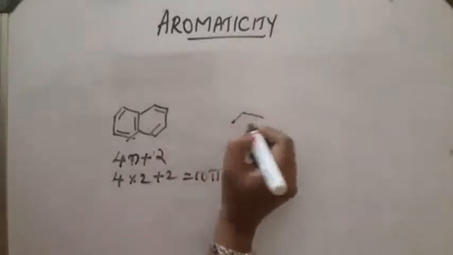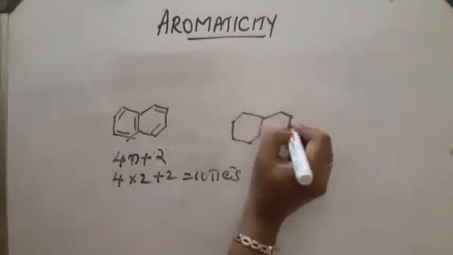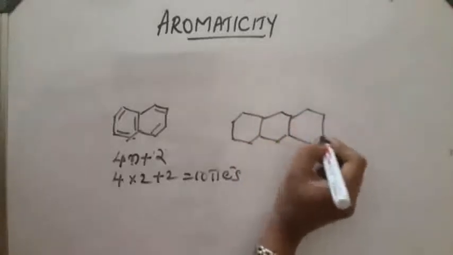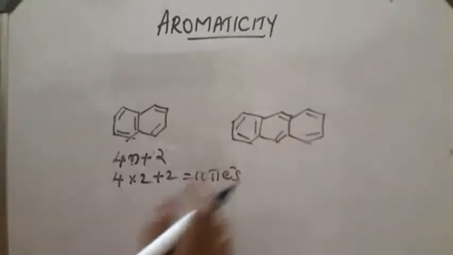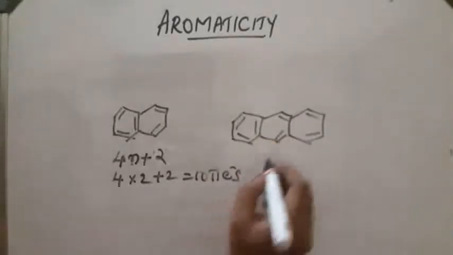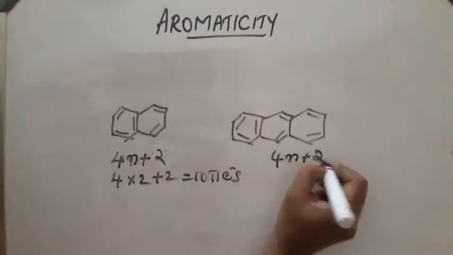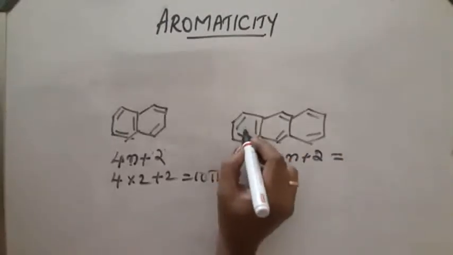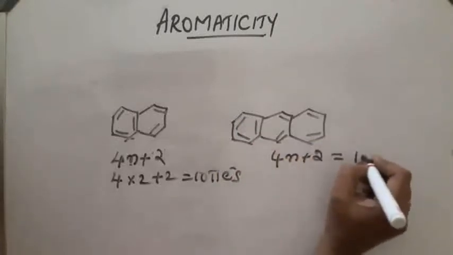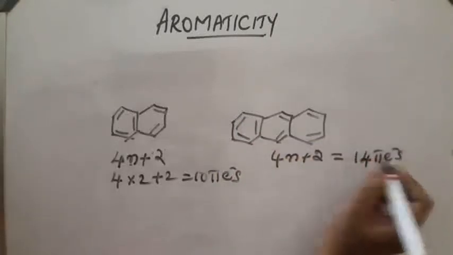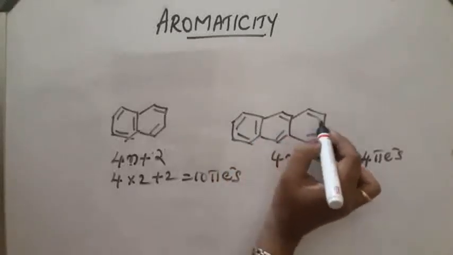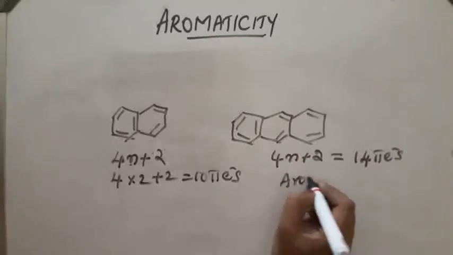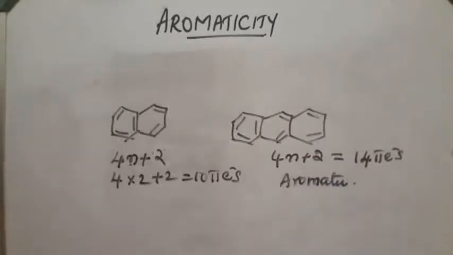What about anthracene? It has 3 fused benzene rings. Here delocalization is there. It's a planar compound and a 4n plus 2 system. With 3 rings, 12 plus 2, 14 pi electrons are there. We can count 1, 2, 3, 4, 5, 6, 7, 8, 9, 10, 11, 12, 13, 14. So this is also aromatic. These are some of the examples. This much about aromaticity.